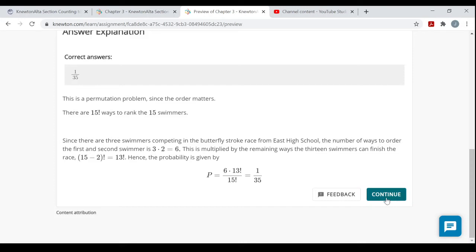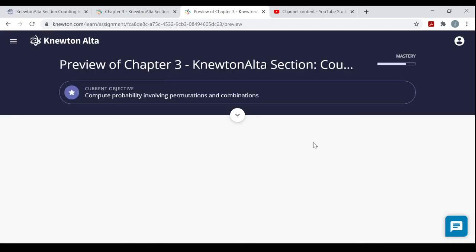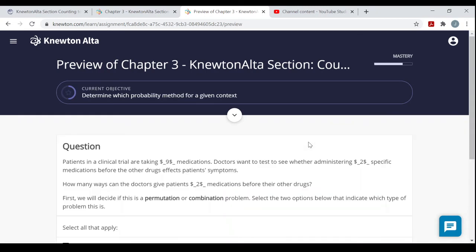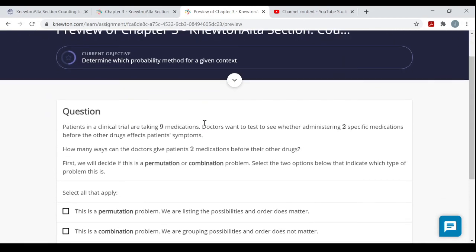If it's a race, you're probably using permutations, right? Order matters. All right, okay, that gets rid of that one. And then again, we have this, just again, figuring out which method to use. Does the order matter or not?